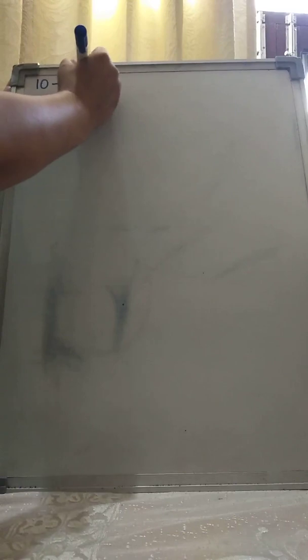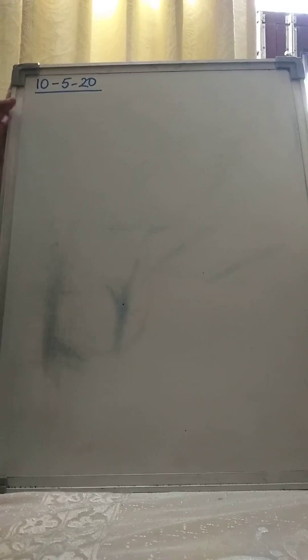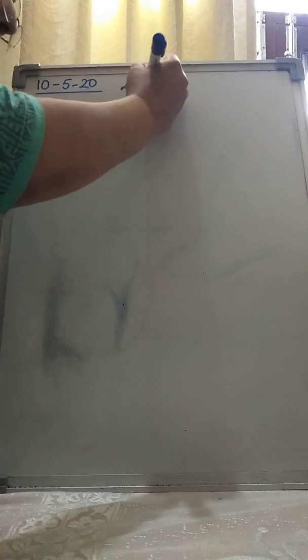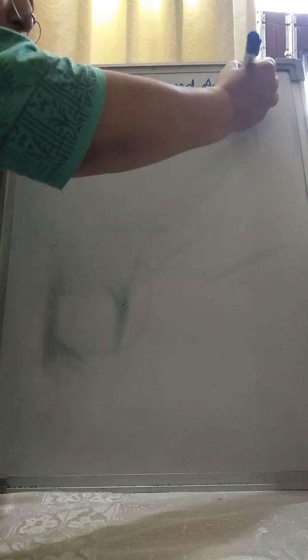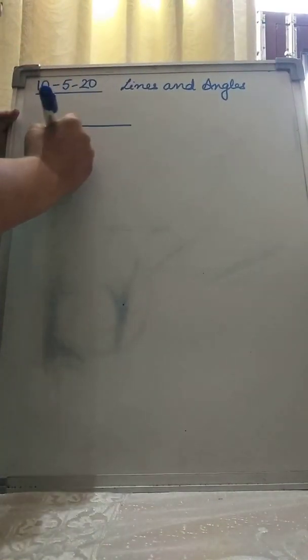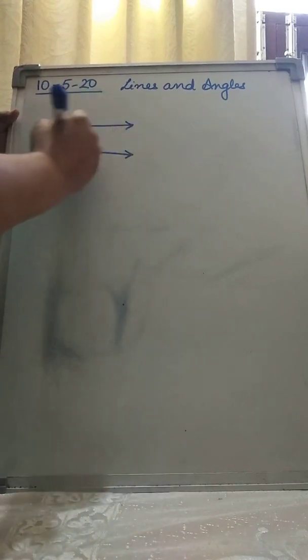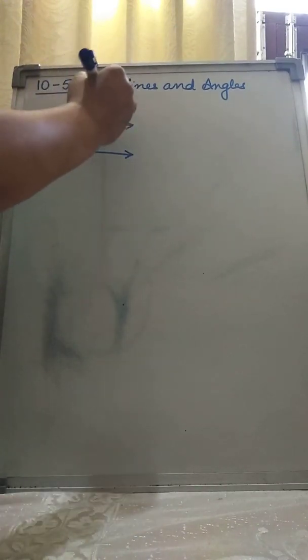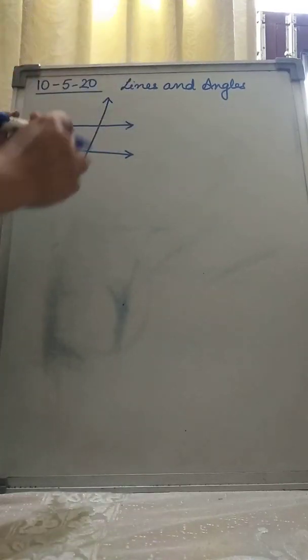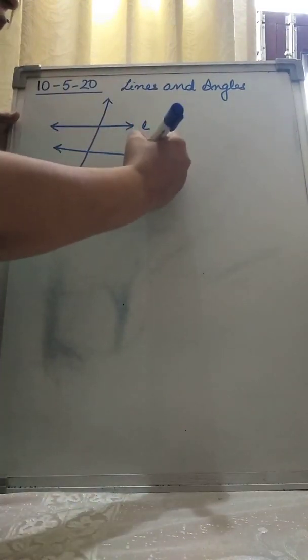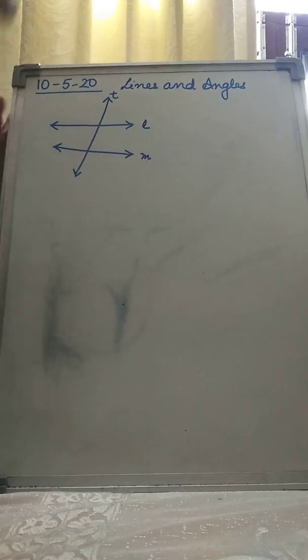Today we are going to start with the angles formed by the transversal. Last time, this is a transversal, when lines are intersected by a line. Such type of figure is called a transversal. Last time we have studied about corresponding angles.